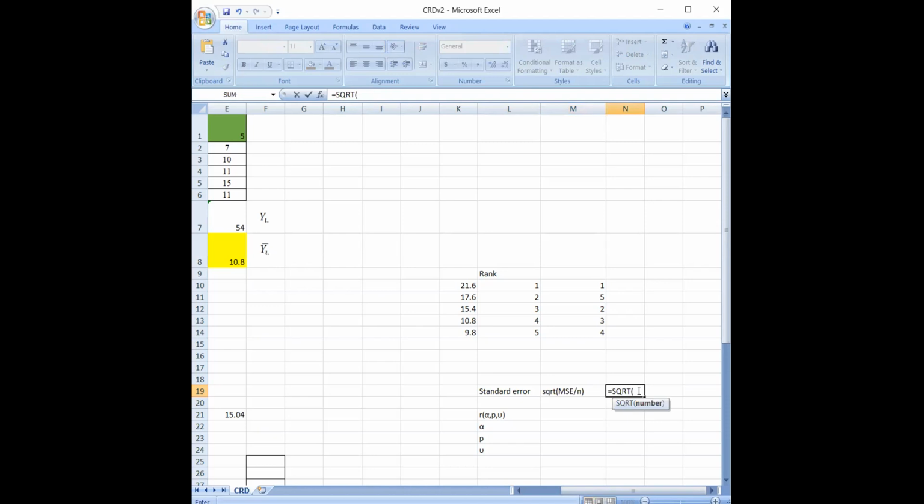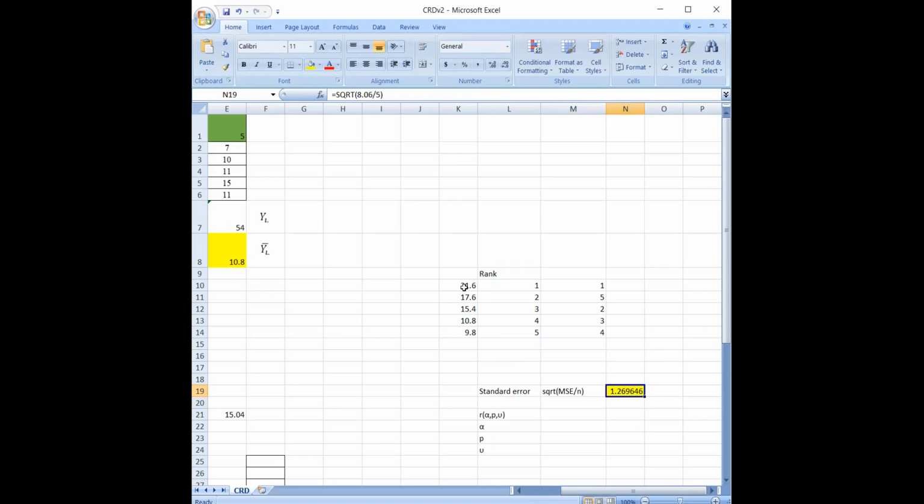MSE, if you check our ANOVA table based on the previous example, you will see the mean square error is 8.06. We have 5 replicates under each treatment, so you have to divide this by 5. This is the standard error.